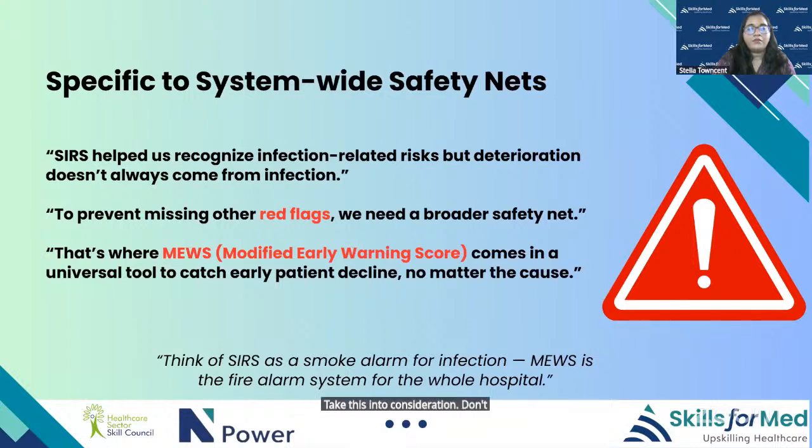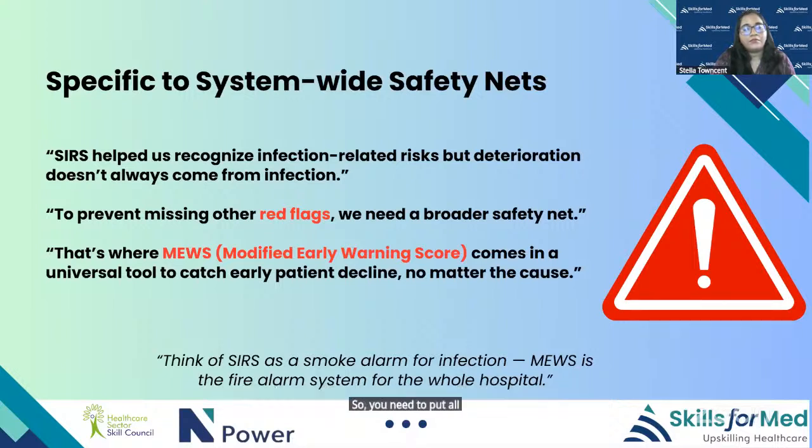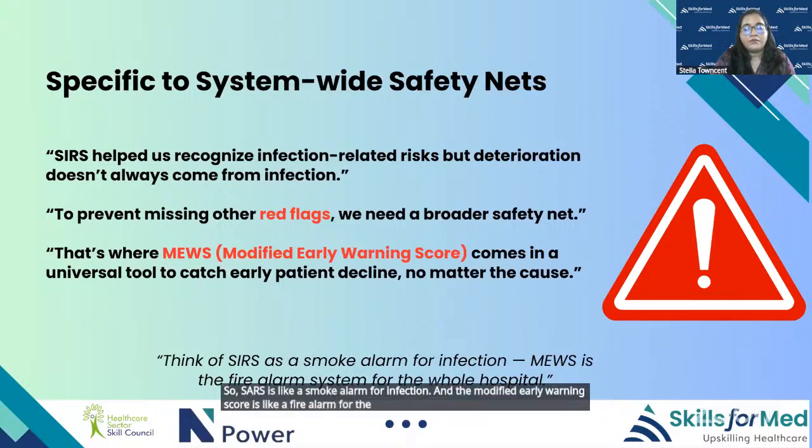Don't just blame the doctor who failed to respond, right? That is a blaming game. You need to know that the doctor also needs training, but that's only part of the process, right? So you need to put all the system pieces in when you get into the corrective and preventive action. SIRS is like a smoke alarm for infection, and modified early warning score is like a fire alarm for the whole hospital, right? I think next slide.